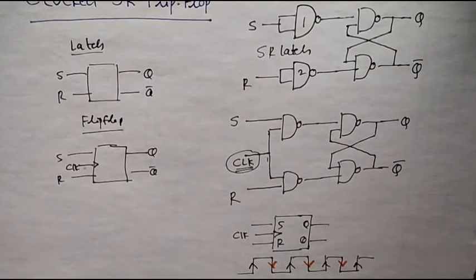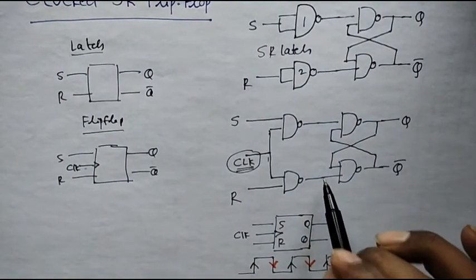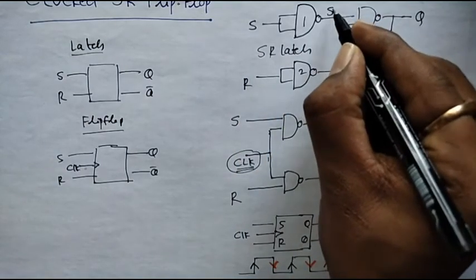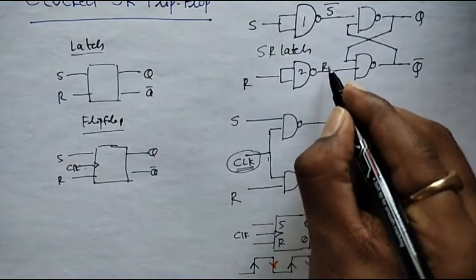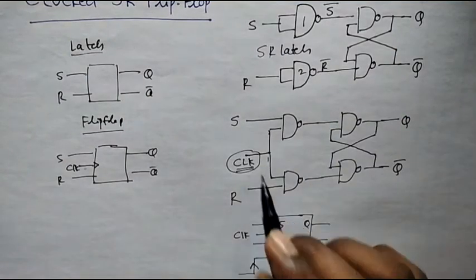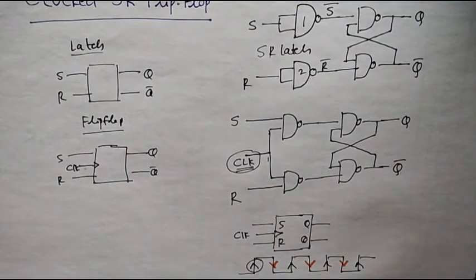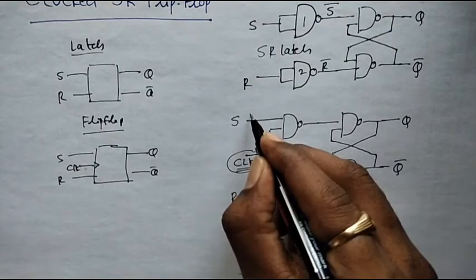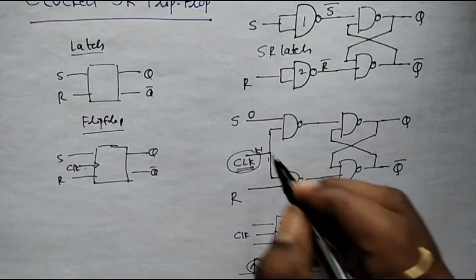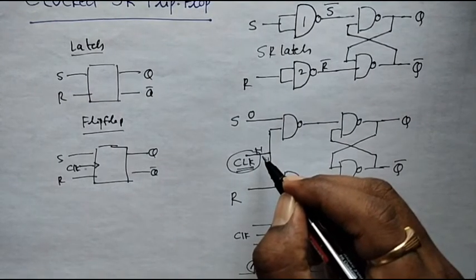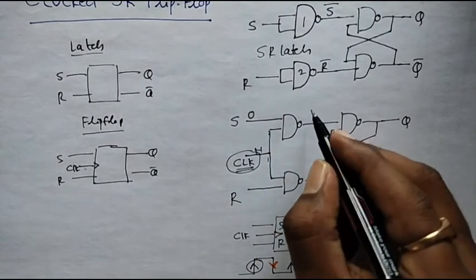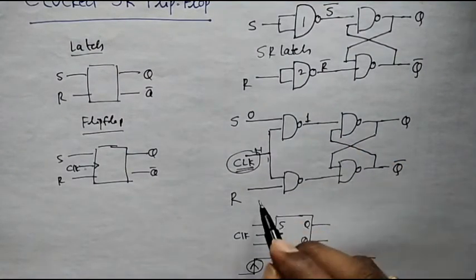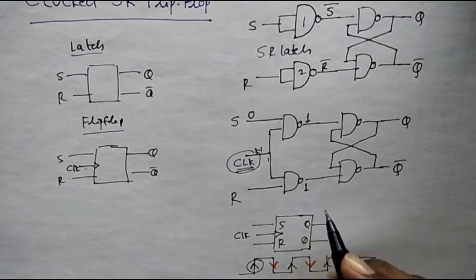Now we'll compare the functionality of SR latch with SR flip-flop. Here the input signal is S. When it is passed through NAND gate, the output of NAND gate is S bar. Similarly here it is R bar. In this case, if we consider the positive edges of the clock, then the clock signal will be 1. If we consider S is equal to 0 and the clock signal is 1, the output of the first NAND gate is 1 and the output of the second NAND gate is also 1.